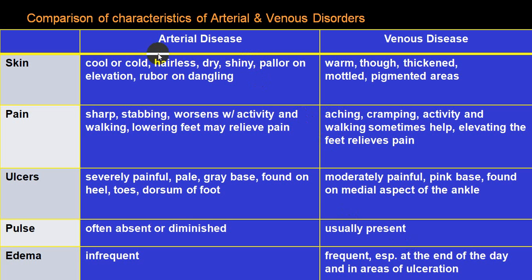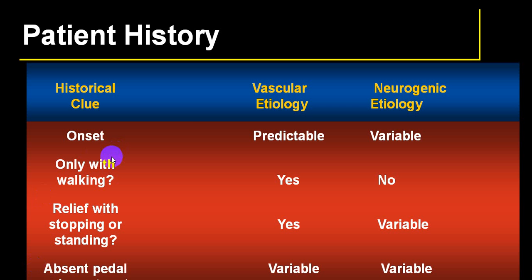So the same thing, giving a difference here between arterial and venous. You can go through it at leisure time. The description covers skin, pain, ulcer, pulse, edema, etc. This is again a difference between vascular and neurological.